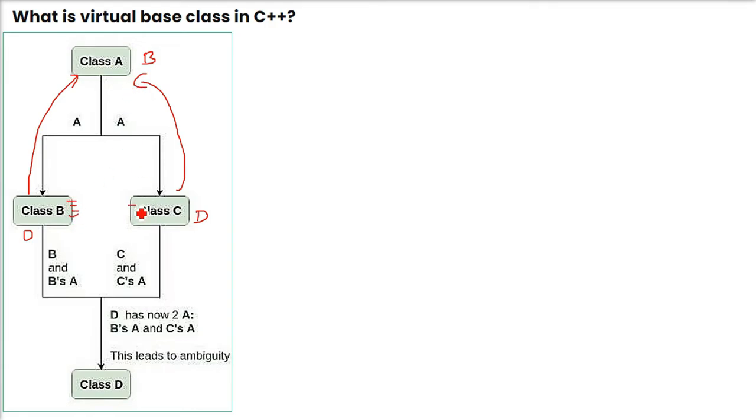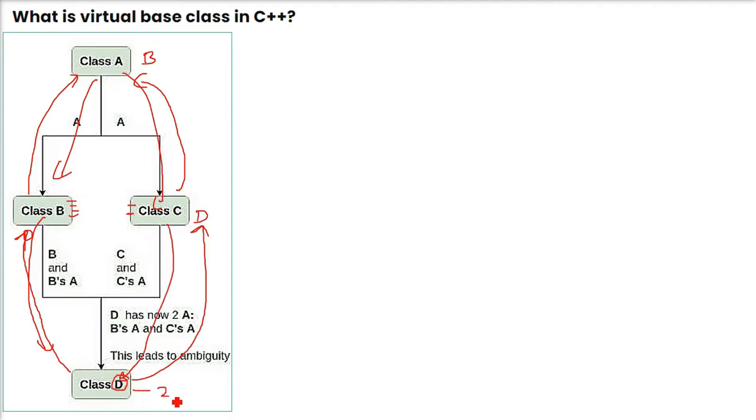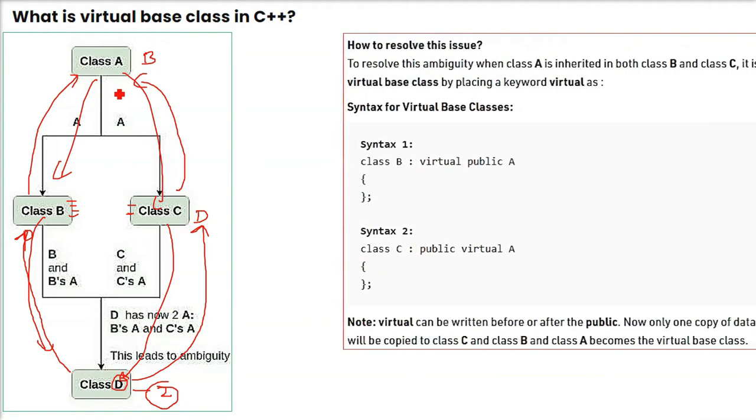This is okay. But now we have a class D. This class D is derived from class B and also class C. For class D, the base classes are class B and class C. Now what is the problem? The problem is that class B has class A, and class C has class A. When class D derives B and C, class D will have A from B and A from C. So D has two A's. This is ambiguity. Here the problem will come: which object, which function will be called.